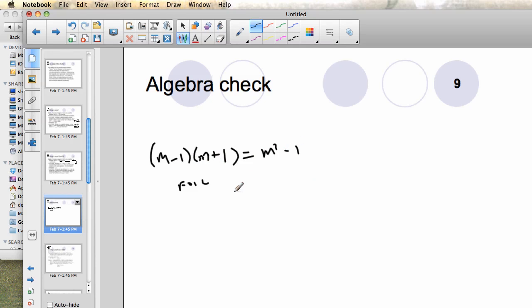So m minus 1 times m plus 1 is really m squared minus 1, and of course m squared is n. Right? That was the whole point. And so it's not magic that m minus 1 times m plus 1 is n minus 1. It is just algebra.